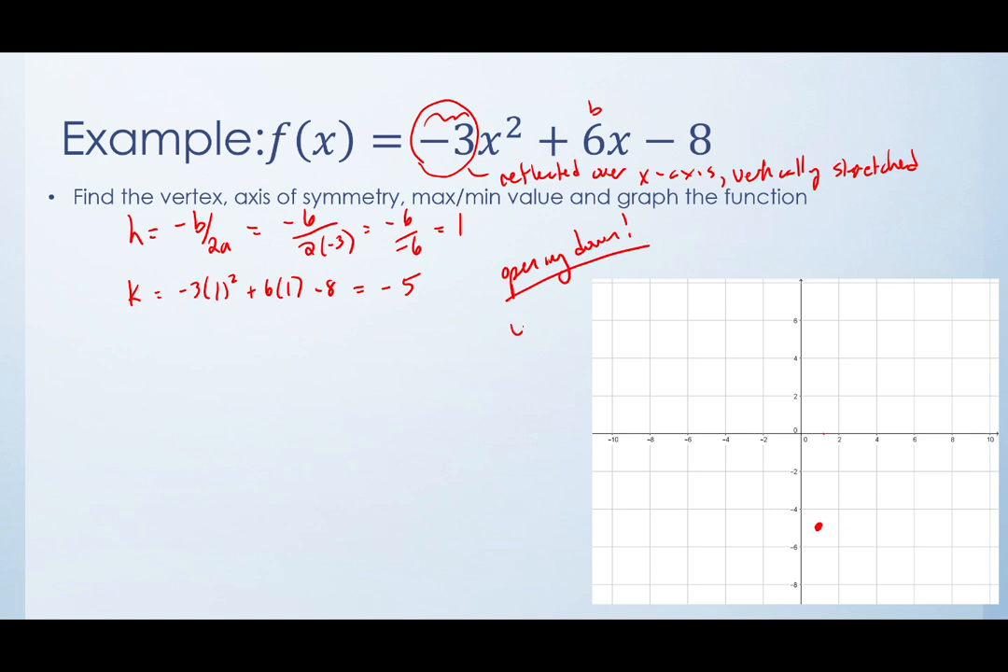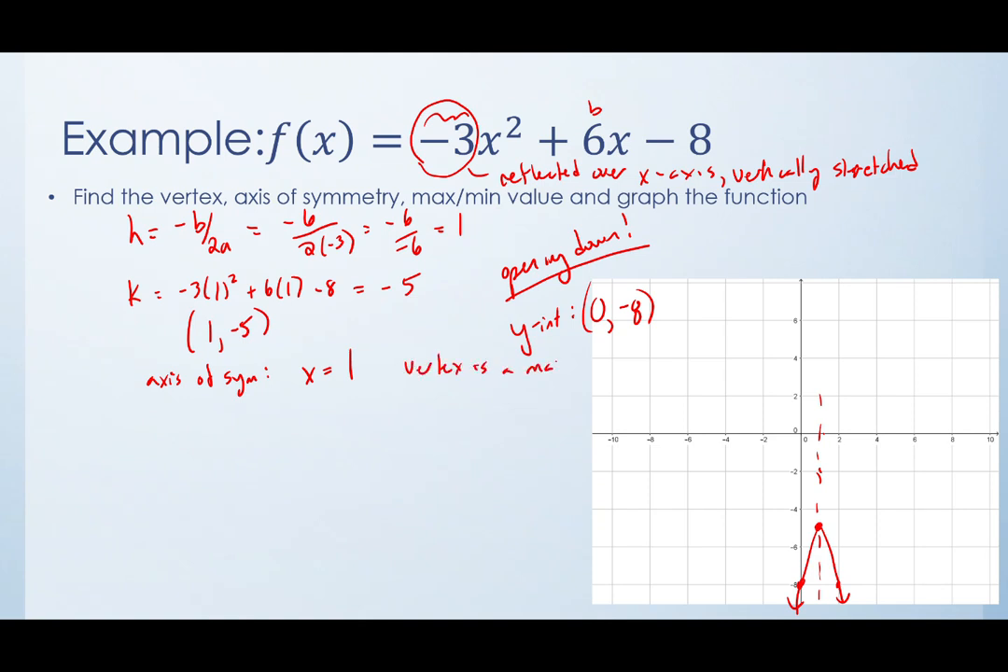Where is our y-intercept? It is at 0, negative 8. So there's a second point here. This is not very good graph paper for it. So we are looking at vertex 1, negative 5, and our axis of symmetry, x equals 1. There's our axis of symmetry. The vertex is a maximum value, and we've sketched our function.